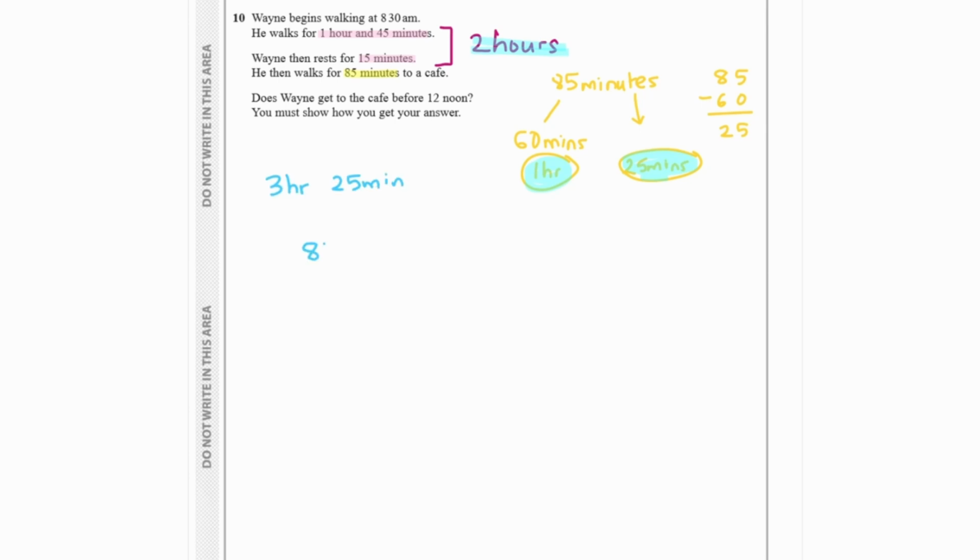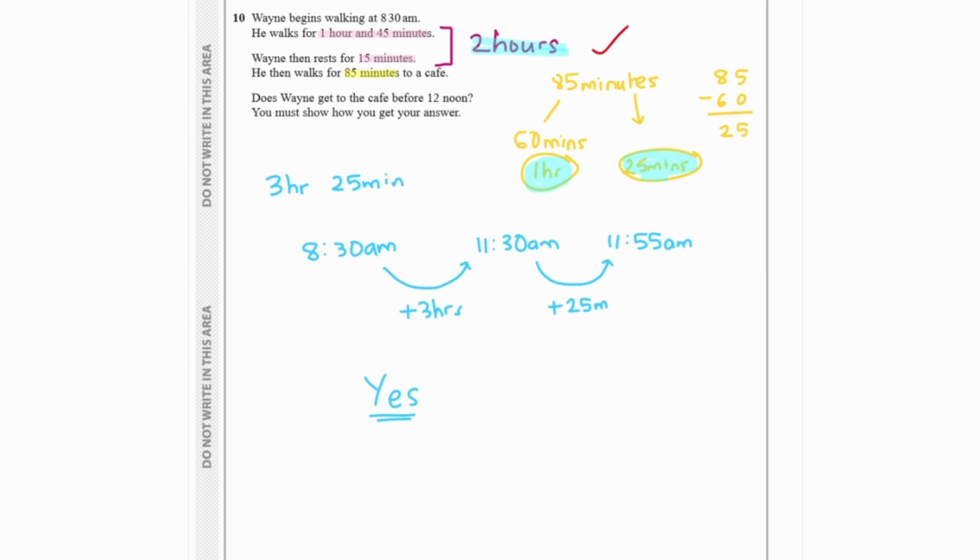So if we add this time onto the 8:30 a.m., we can first add the 3 hours, which takes the time to 11:30 a.m. And if we then add the 25 minutes onto 11:30, that gives 11:55 a.m. And therefore, to answer this question, we can say yes, because Wayne gets to the cafe at 11:55 a.m., which is before 12 noon. This was a 4-mark question.